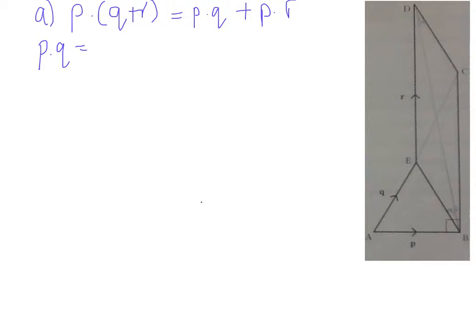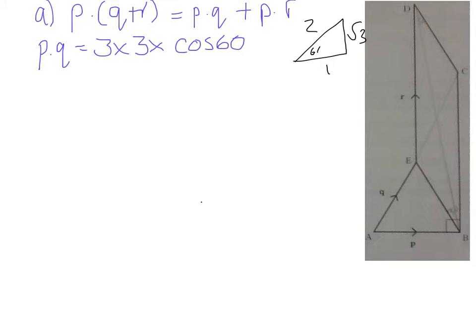the magnitude of P is 3. The magnitude of Q is also 3. And the angle in between them, well, this is P and this is Q. This is an equilateral triangle, so the angle in between them is 60 degrees. And we should know from our exact value triangles that the cos of 60 is a half. So P dot Q, therefore, is going to be equal to 9 over 2.